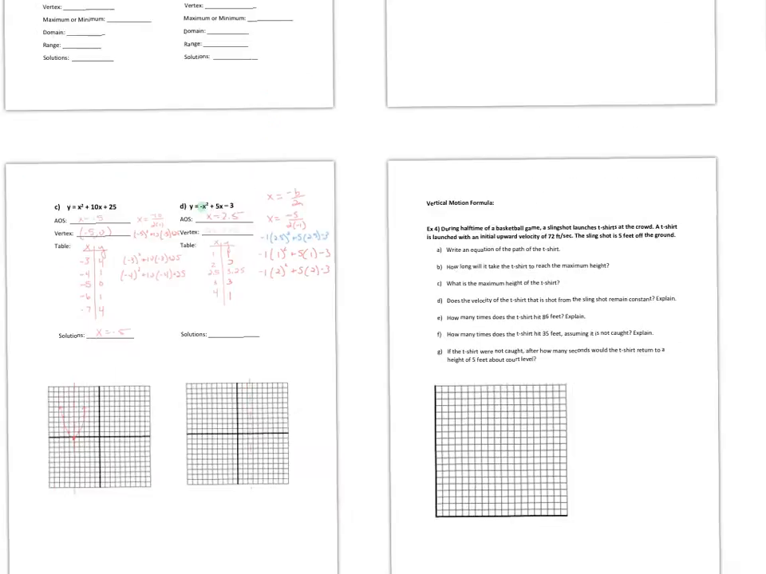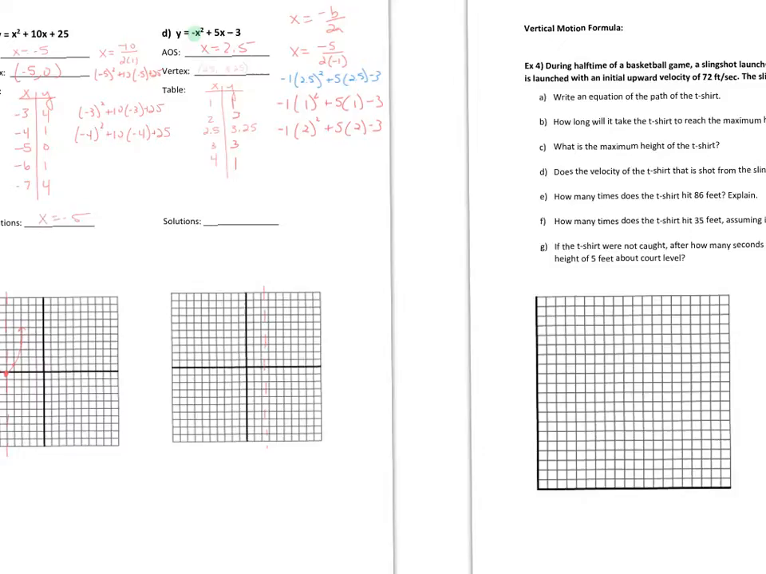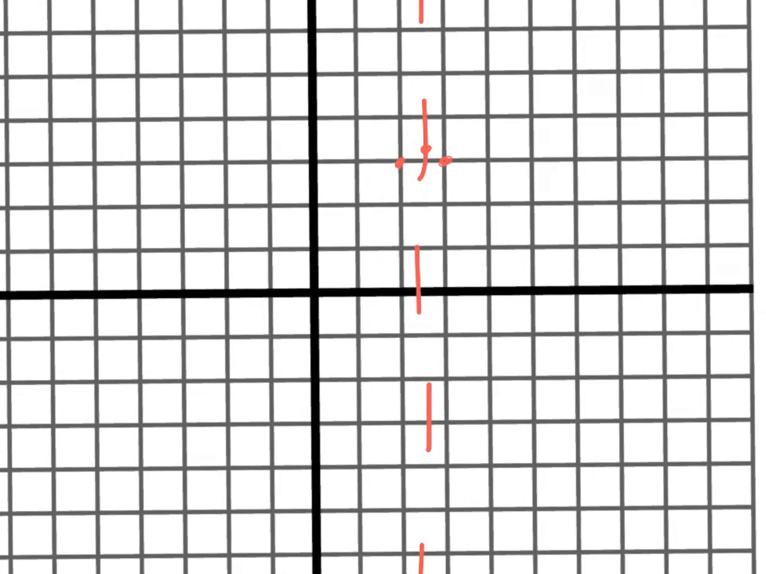Okay, so 2, 3. And then I've got a point on the other side here. And then my next point will be at 1. All right, and then I've got 1, 1 and 4, 1. Okay, so my parabola is opening down.